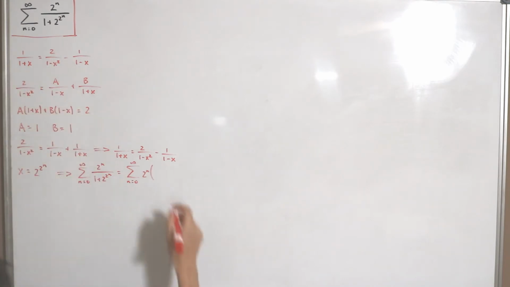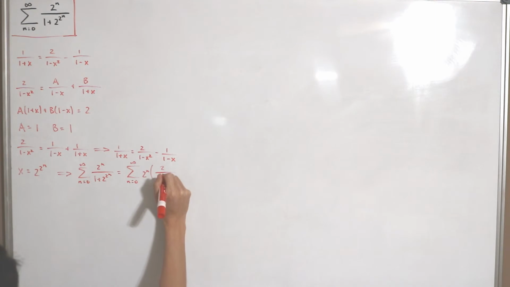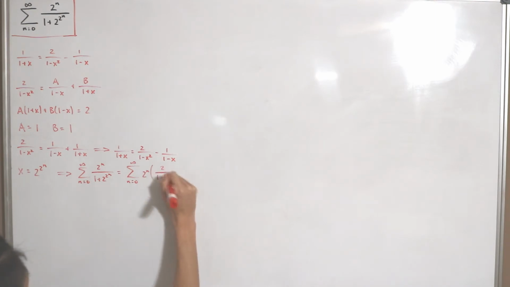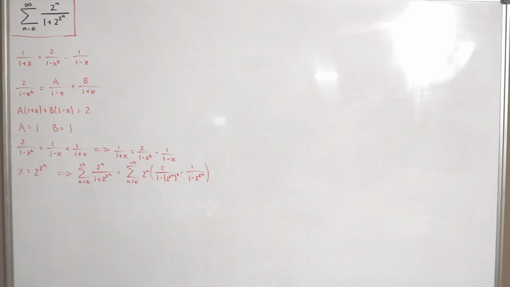Then we can actually use that substitution from over here. I'll put this as 2 divided by 1 minus, in parentheses, 2^(2^n) squared, and then subtract 1 divided by 1 minus 2^(2^n). Good. Now, evaluating some terms from the parentheses, I won't distribute this just yet. We'll get to that in a bit, but for now let me simplify some things.